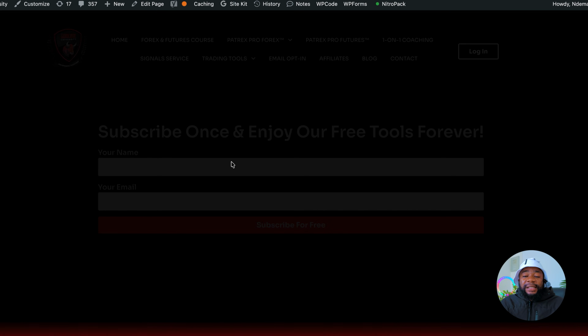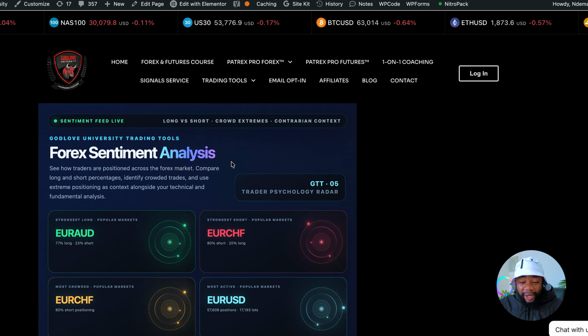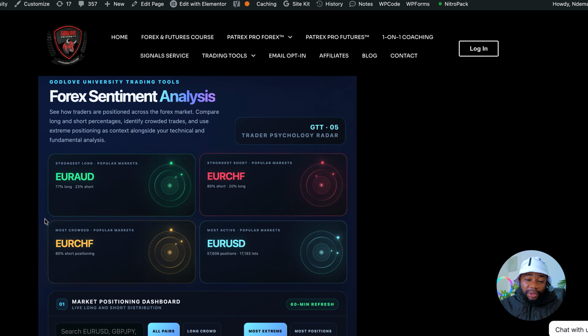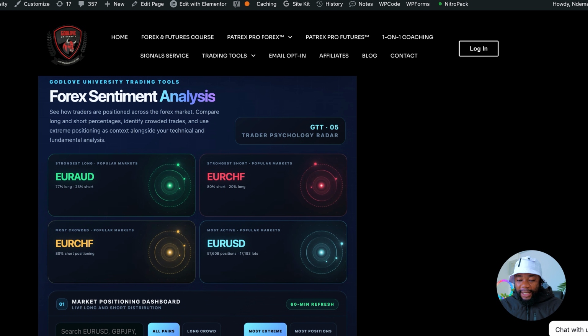Next one is Forex sentiment analysis. What if you want to see what other traders are doing in the entire retail Forex space? You come on this Forex sentiment analysis and you'll be able to gauge what traders are doing. See, strongest long, meaning in the entire retail Forex industry, the majority of traders are buying EURAUD. I don't know why they are buying EURAUD.